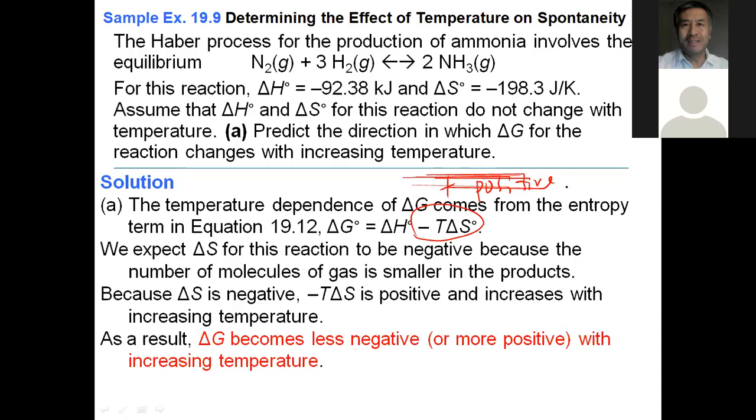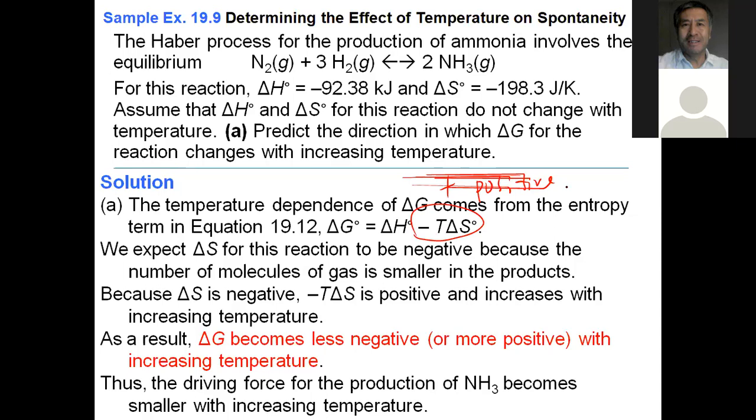We can think about delta G as a driving force for the reaction. So when the delta G is negative, more negative means more driving force. More driving force means it favors more of the product. So we're predicting for this ammonia synthesis reaction that as the temperature increases, it favors less of the product.